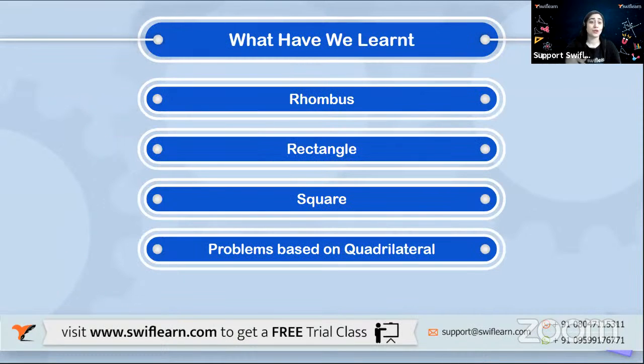Well done. So today we have learned what a rhombus is, what a rectangle is, what a square is, and we have also done problems based on quadrilaterals. I hope you have understood all the properties of a rhombus, square and rectangle, and what a quadrilateral is. And if one angle is given, how can we find all the angles inside a parallelogram? So with this, we finish today's session.